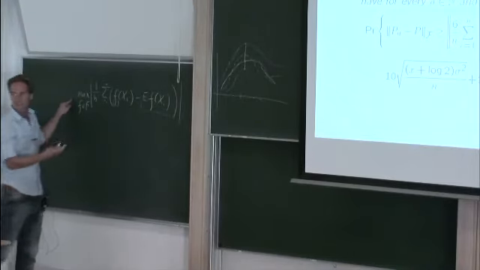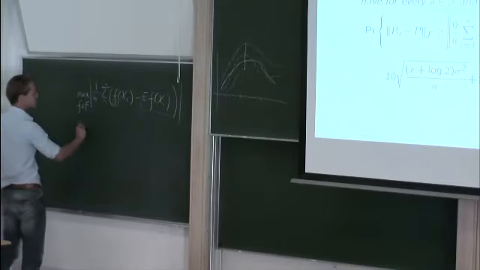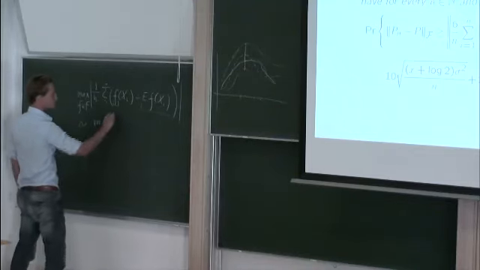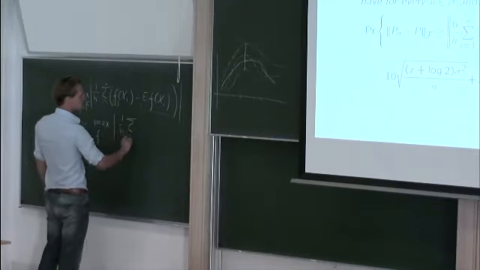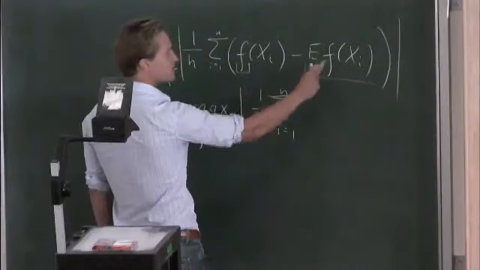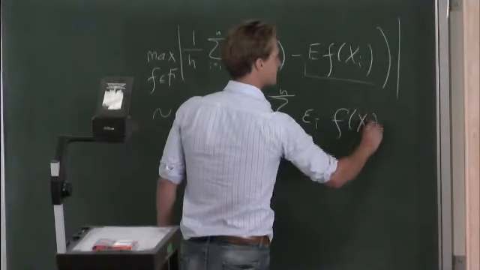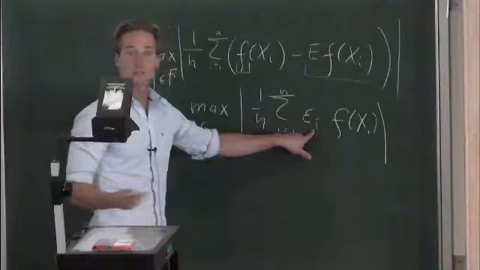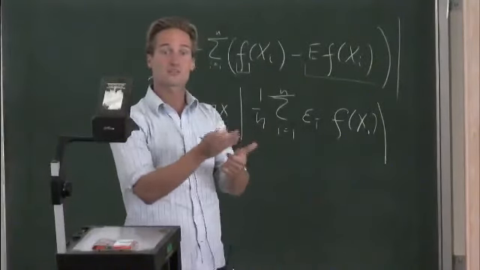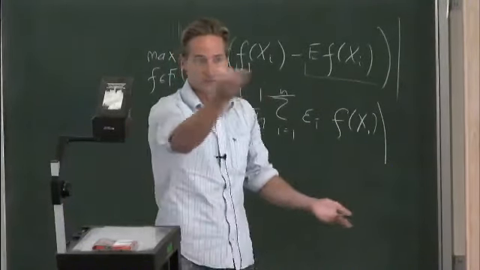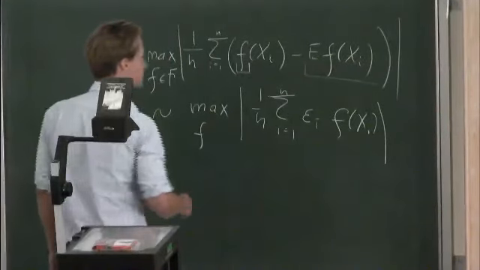And there's a simple symmetrization idea that says that this maximum is roughly the same as another maximum where I put the sum over i equal 1 to n, and instead of the centering, I put epsilon_i f(X_i). What are the epsilon_i's? I just draw plus or minus ones at random. It's very simple, Bernoulli random variables. You can do this in your first undergraduate course.